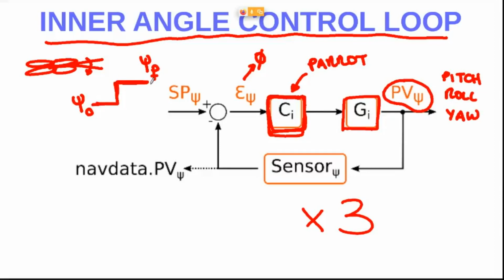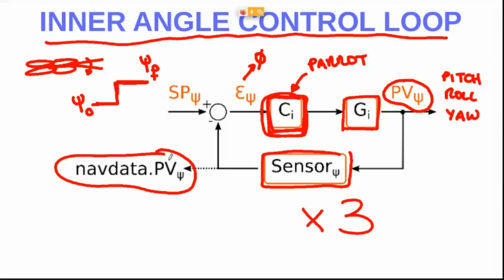We change this, and we forget about the problem of the control of this angle, because this is not of our interest. We will leave this controller as it is. Important: this is the measurement of this angle. This measurement comes with the navigation data. This is a topic. You remember the topics in ROS, the Robot Operating System. The navigation data topic has a lot of fields, and one field is the measure of every angle: the pitch, the roll, and the yaw.